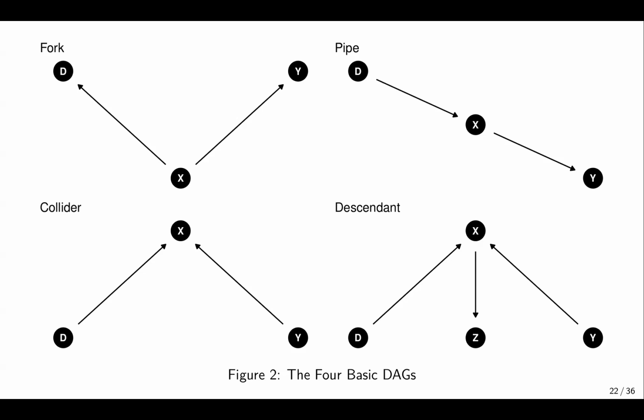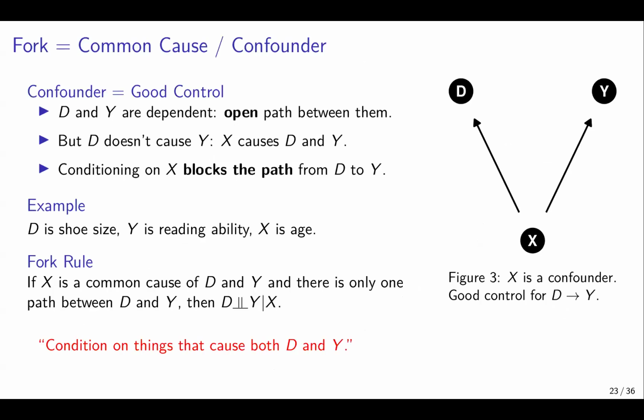From top left, I'm going to begin there. We have the fork. In the top right, we have the pipe. In the bottom left, we have the collider. And in the bottom right, we have the descendant. Each of these DAGs has a special lesson to teach us, and once we learn that lesson, we're going to be able to put them all together to solve the problem that we started out with in this lecture, which was the birth weight paradox. We'll start with the fork.